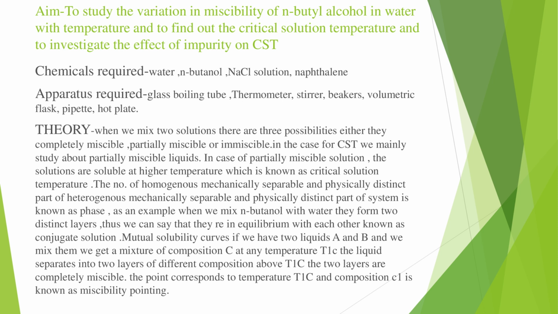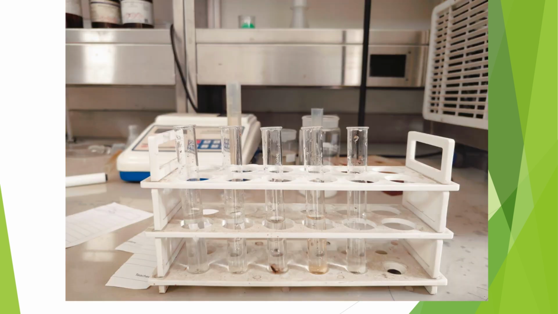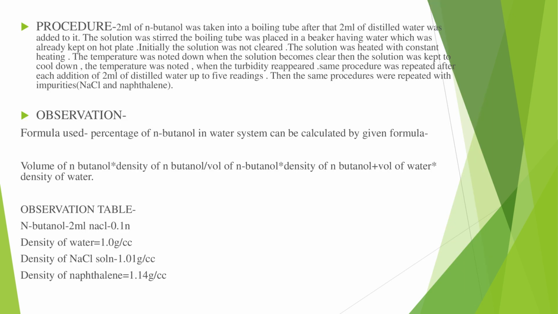Mutual solubility curve. If we have two liquids A and B and we mix them, we get a mixture of composition C. At any temperature below T1C, the liquid separates into two layers of different composition. Above T1C, the two layers are completely miscible. The point corresponding to temperature T1C and composition C1 is known as the miscibility point.